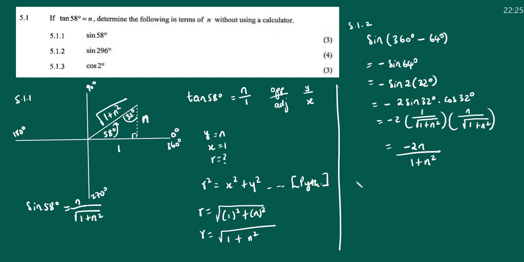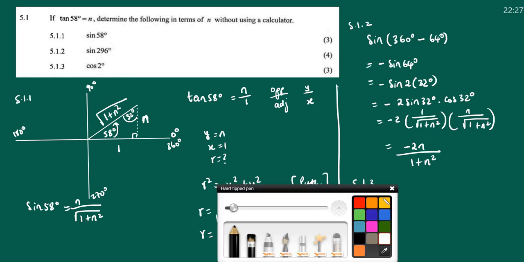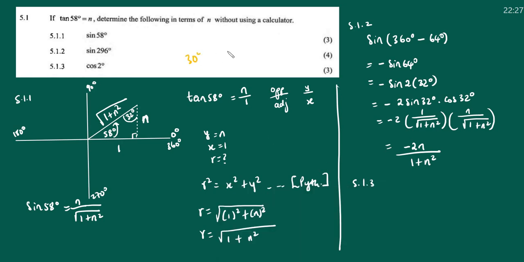Quite simple. And then 5.1.3, the one, cos 2 degrees. Who can assist us with that one, guys, before we go? Yes, that is true. So we're going to use special angles, because 2 degrees is not a double angle of any of these, so we have to invite the special angles. And when we invite 30, 60 and 90, you can see that if you say 60 minus 58, what will you get? You will get 2 degrees.